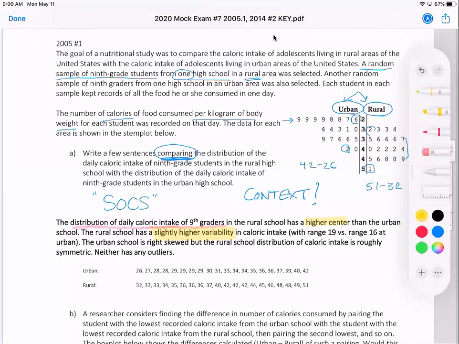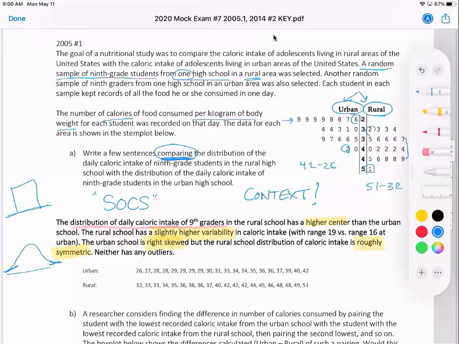And then lastly, we have the urban school is right skewed, but the rural school is roughly symmetric. Again, you probably don't want to say roughly normal. It's not really a really pretty kind of shape like that. I think if you said roughly normal, it might just be frowned upon, but maybe not docked points. But you don't really have many tails, right? It's more like a uniform. It looks more like that than having these tails on the sides. So roughly symmetric would be a better description.